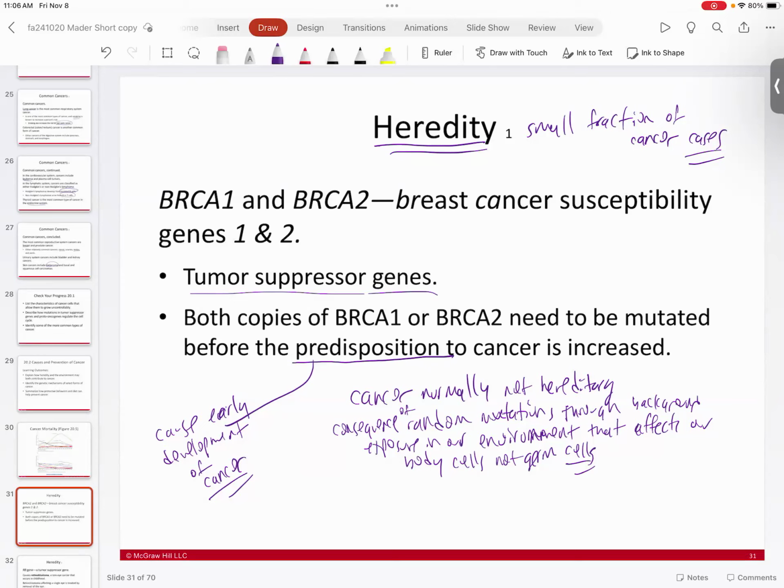And so this is particularly what we're looking at for a lot of cancers, but especially for breast cancer, right? Because we have two different genes. We have BRCA1 and BRCA2. Both of them are involved in DNA repair mechanisms.